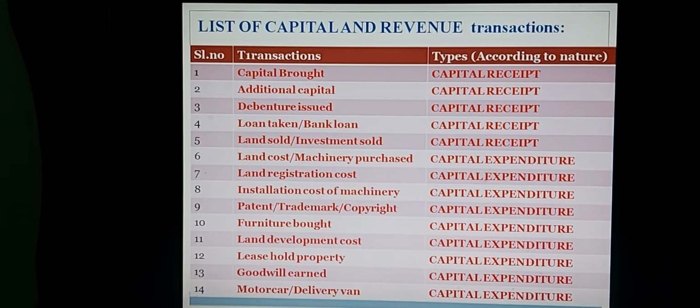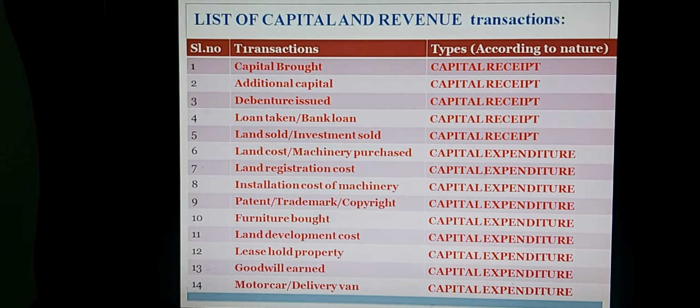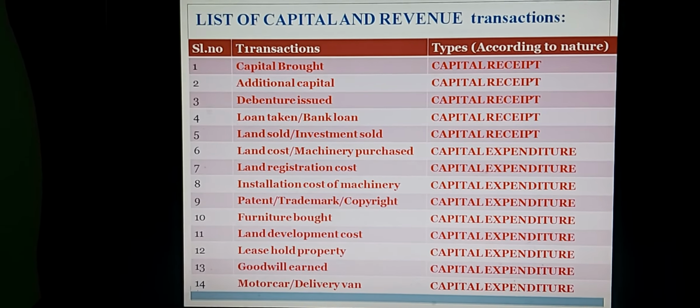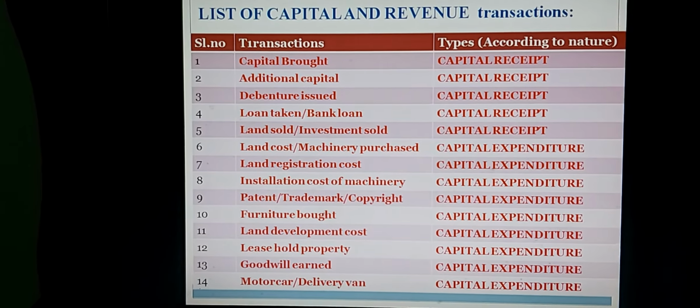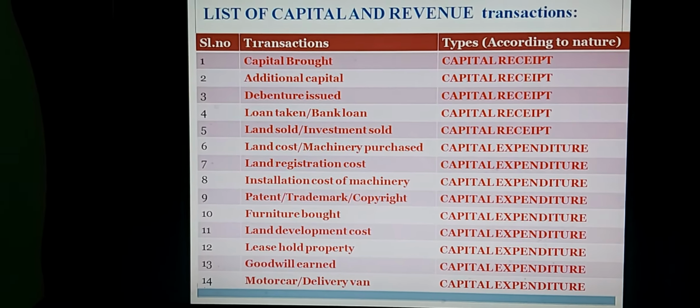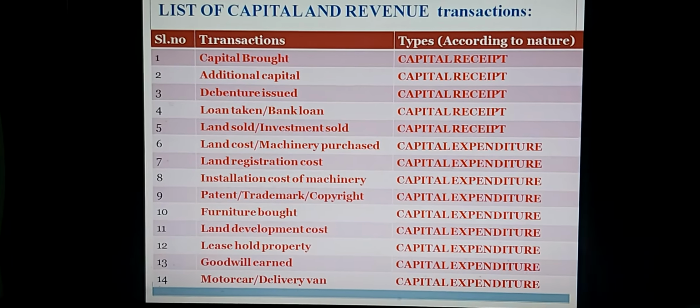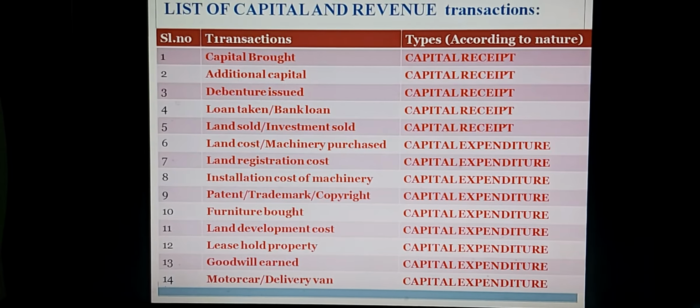Land sold, that is assets sold, or investment sold, that is assets sold. It's a very irregular item or irregular receipt, that is a non-recurring receipt, but a big amount of money is received for this one, so it is a capital receipt.